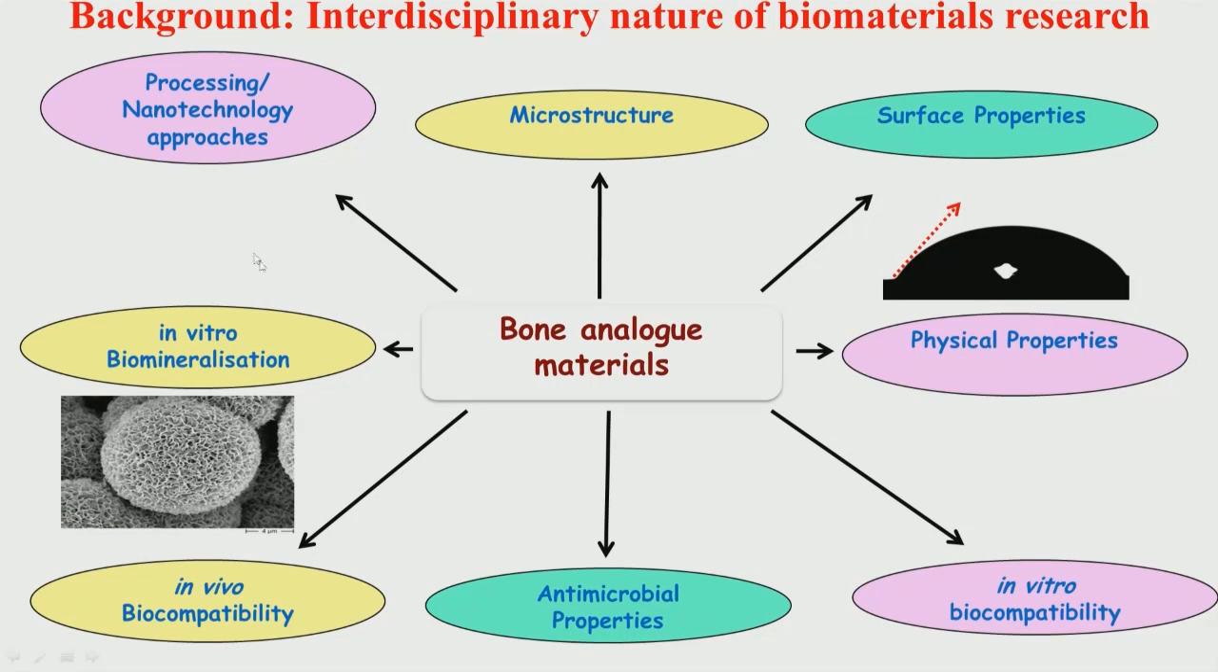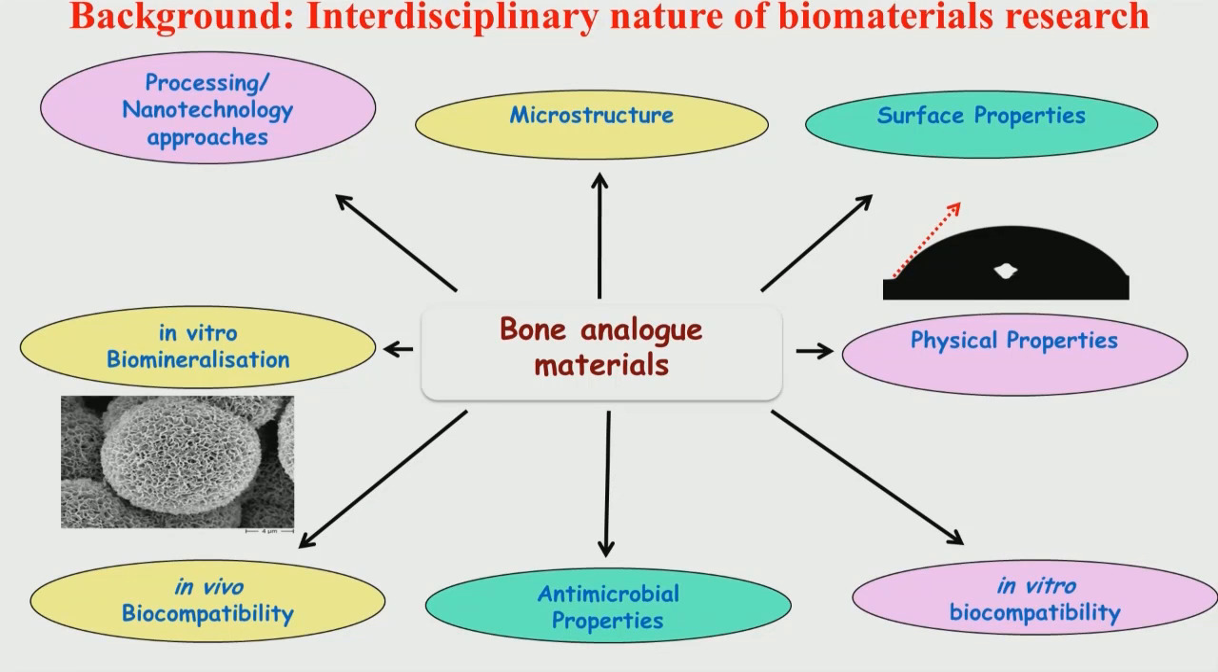So, the first one is processing or nanotechnology approaches, like how to make this material with a bone mimicking microstructure. Remember, natural bone is a collagen and hydroxyapatite based nanobiocomposite. Collagen is one kind of protein. What is protein? I will introduce you to that later. So, you have to remember that collagen is one type of protein, and hydroxyapatite is the inorganic part of the human natural bone.